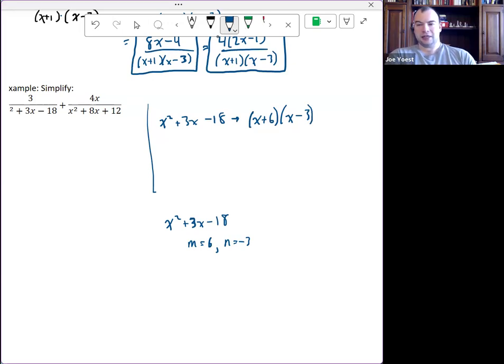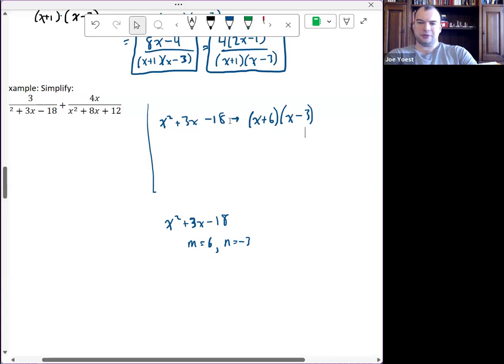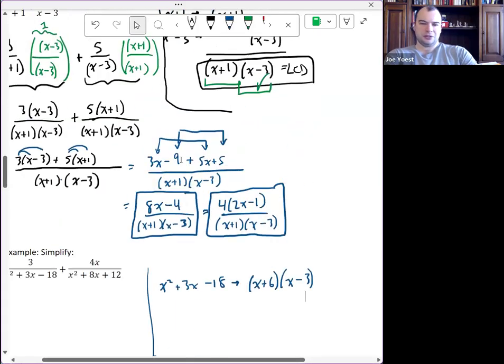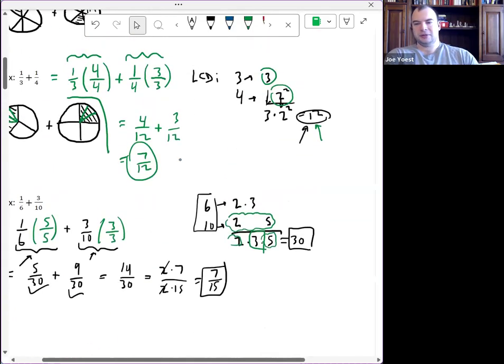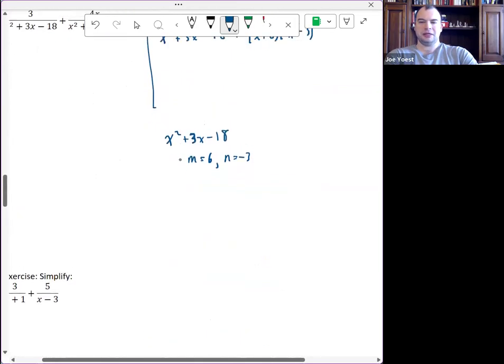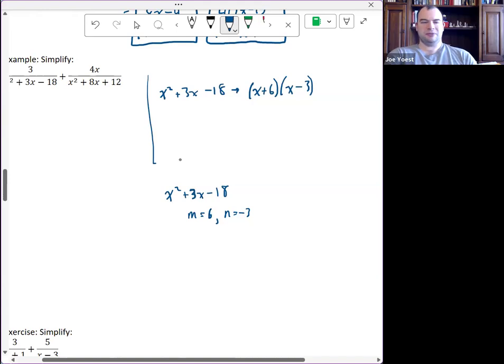These are the building blocks that I need. I need an x plus 6 and I need an x minus 3 to make x squared plus 3x minus 18. The same way that way back here, I needed a 2 and I needed a 3 building block to combine together to make a 6. Same idea down here, just with some variables, and it's a bit more abstract.